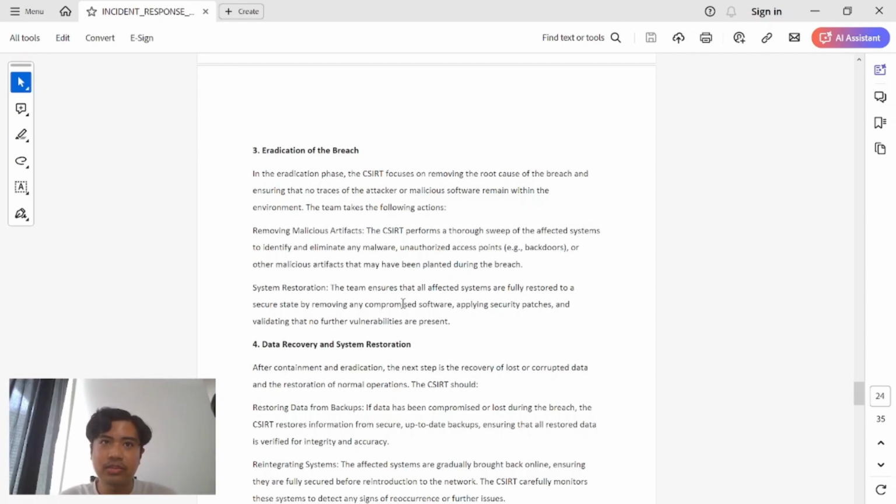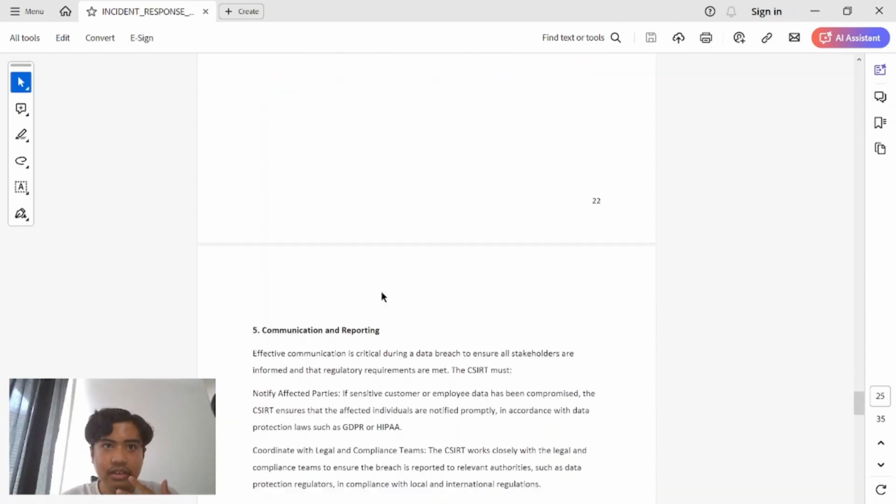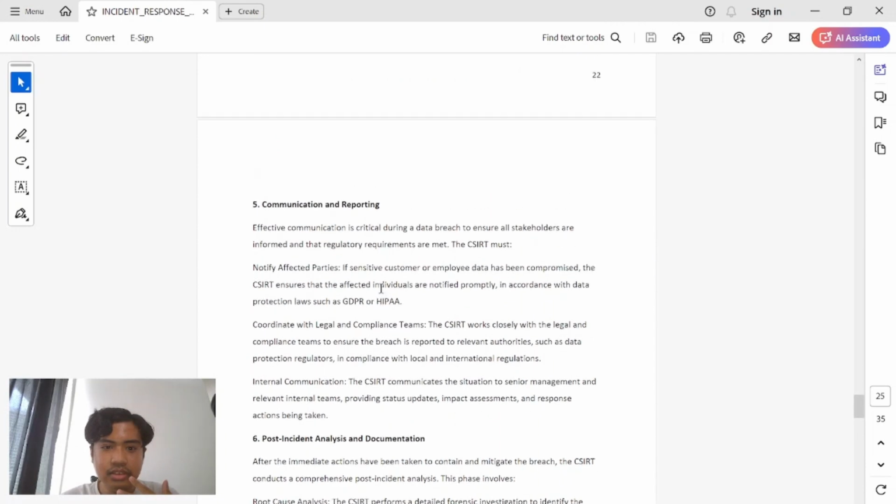During the data breach, effective communication is vital, and the CSRT notifies affected parties as per regulation, coordinates with the legal and compliance team for reporting to authorities, and keeps senior management and internal teams informed with regular updates on the situation and response actions. Next is communication and reporting.